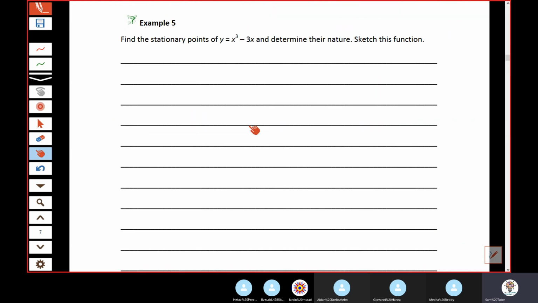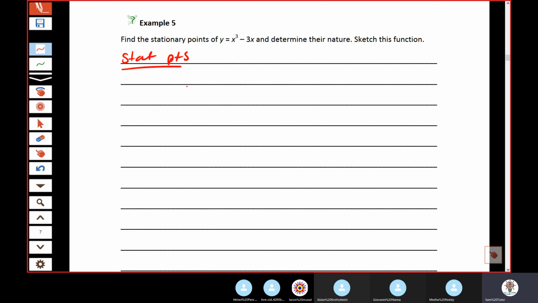Okay, so now we've got 2 marks from stationary points. Let's get the next 2 marks for nature. And then the last 2 marks will be sketching this. So right now, that question itself is worth 6 marks in your exams. But they're pretty easy. Nature means minimum or maximum, or point of inflection. So let's start. Step 1.